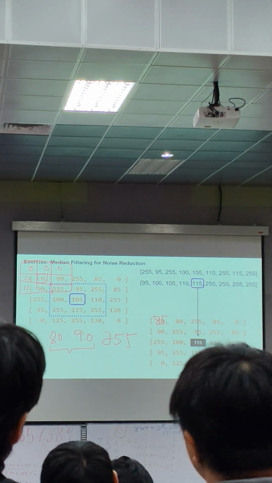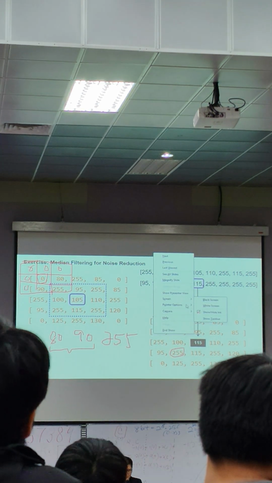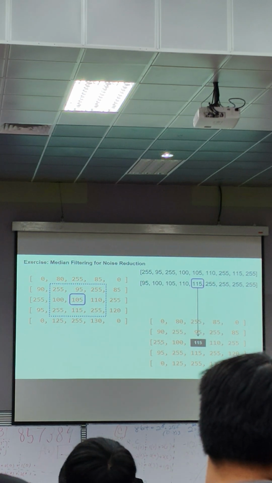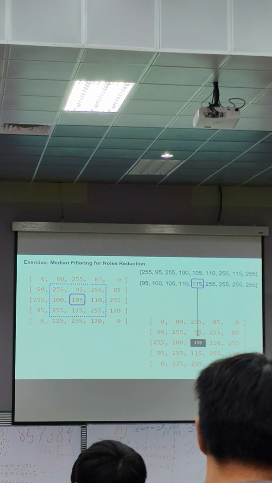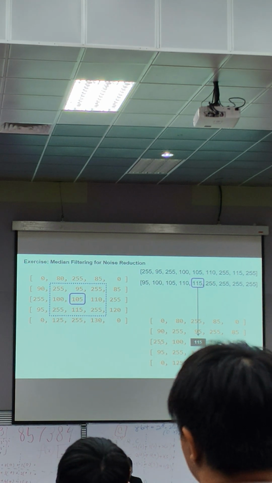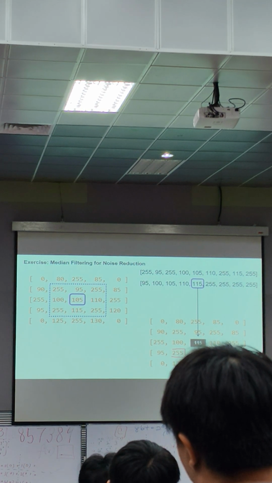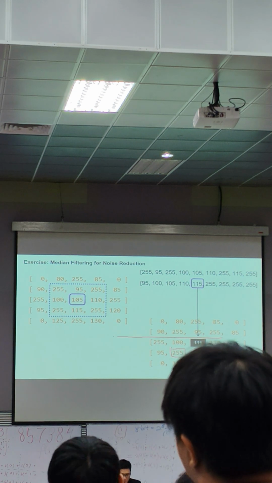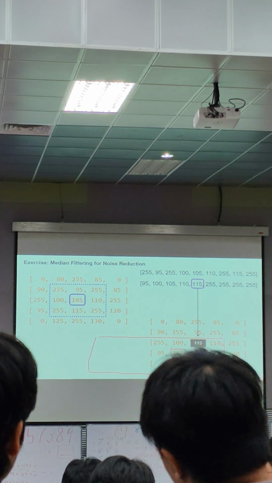Let us do another one. This round, you do this. Let us calculate the pixel value after applying median filtering using a 5 times 5 kernel. So 5 times 5. This is my anchor. This is the center. 5 times 5. Is that in the middle?